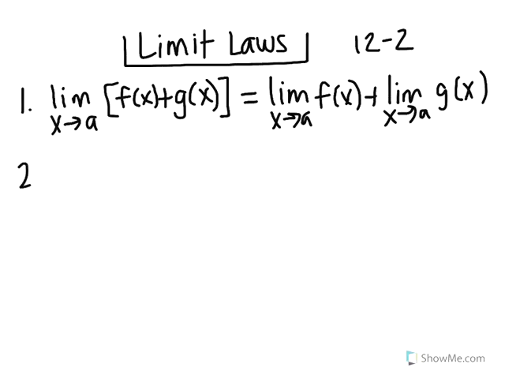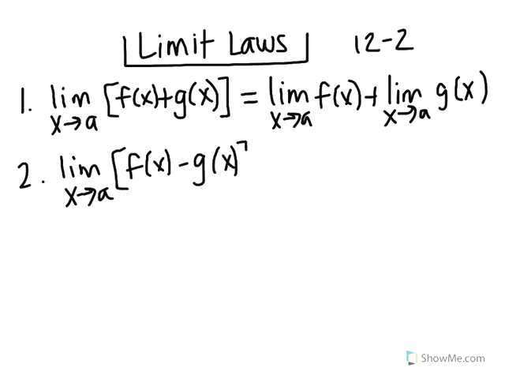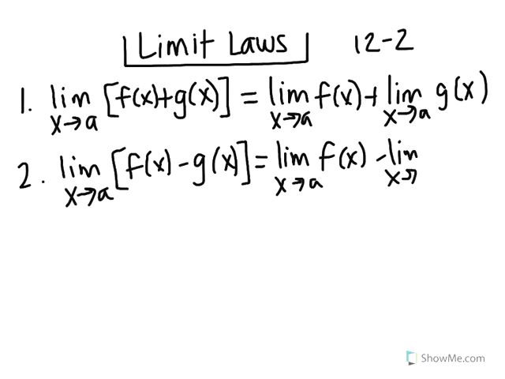So the limit of a sum is the same as the sum of the limits separately. That's the first law. Second law. The limit as x approaches a of f of x minus g of x is the same as above, except this one is a difference. So the limit of a difference is the difference of the two separate limits. So it's the same as the limit as x approaches a of f of x minus the limit as x approaches a of g of x. So you can subtract the two limits separately.